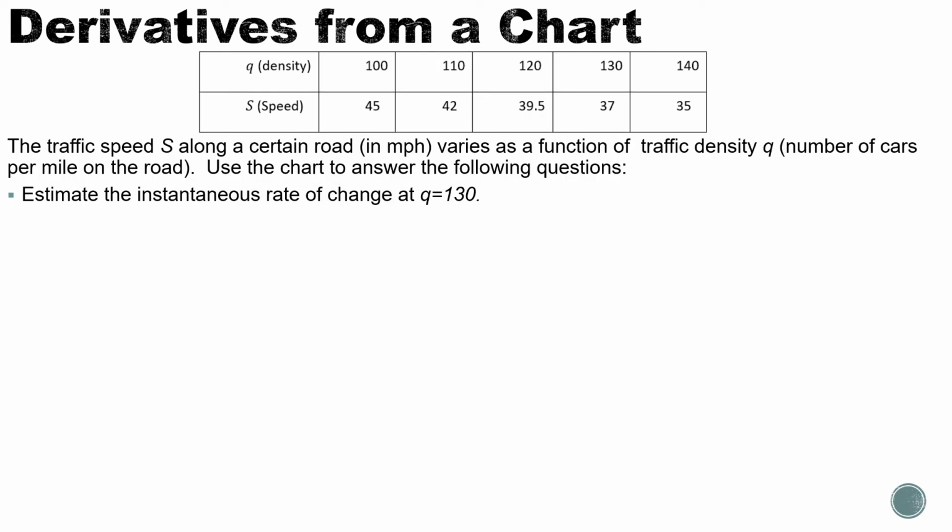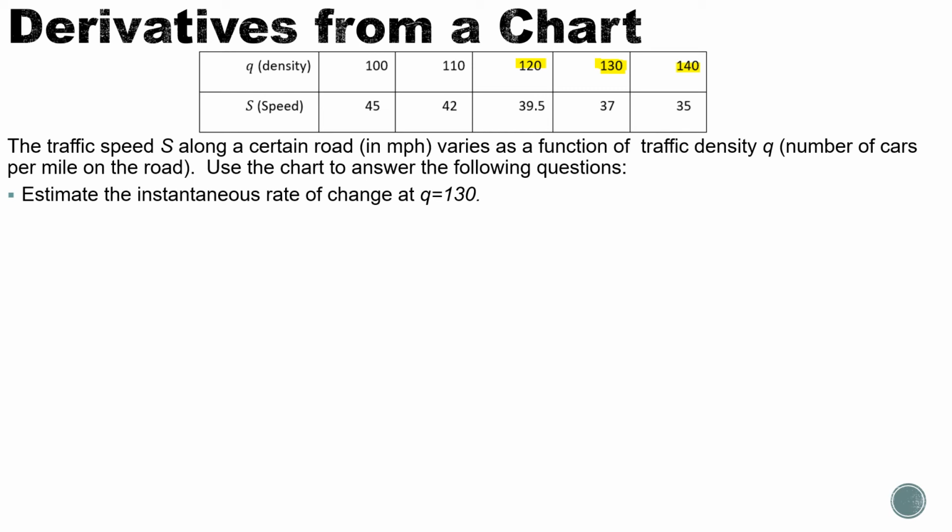Okay, this next example asks us to estimate the instantaneous rate of change at Q equals 130. Now, the problem with this is that I can't actually find the instantaneous rate of change. I can't find the derivative because I can't calculate the limit at 130, because the chart only gives us from 120 to 130 and 130 to 140. They don't give us any in between values, so I can't actually find the derivative. All I can do is estimate it. Now, what I'm going to do to estimate it is I'm simply going to find the average rate of change before 130. So I'm going to do the average rate of change from 120 to 130, and then I'm going to do the average rate of change from 130 to 140.